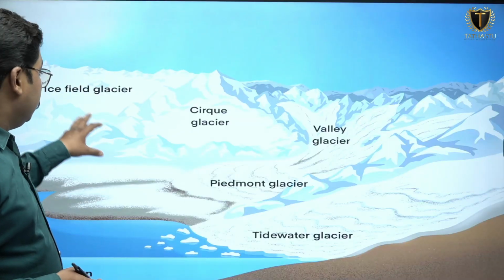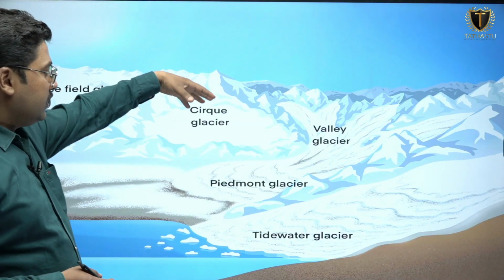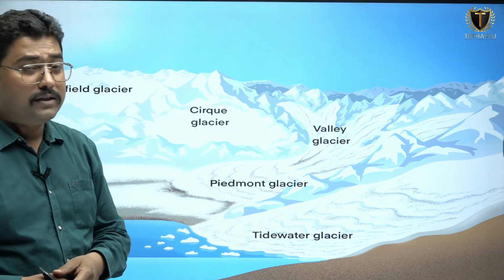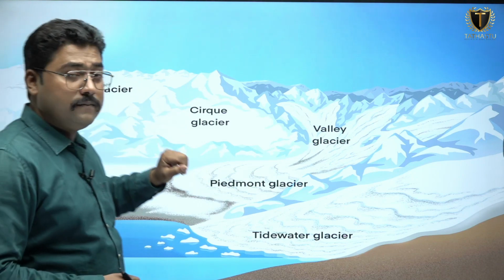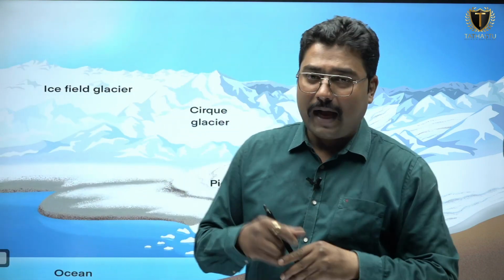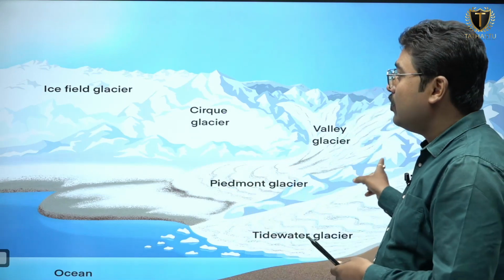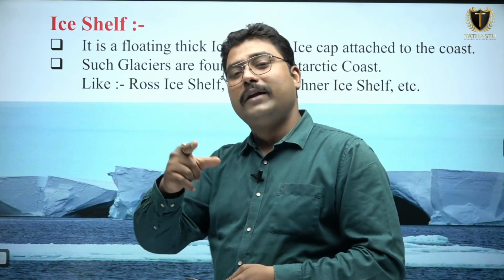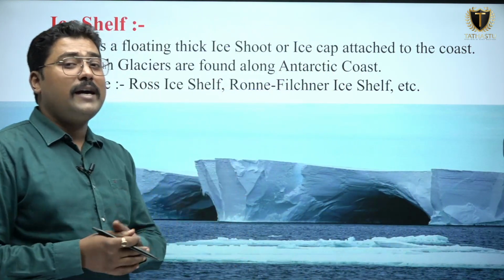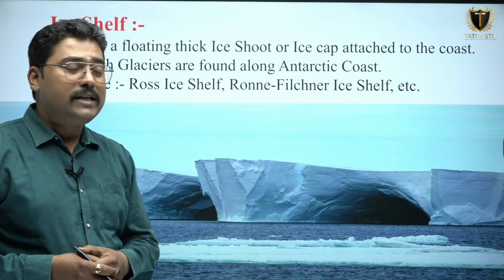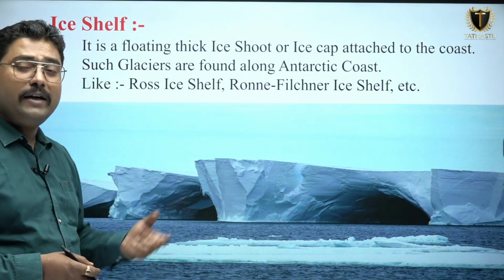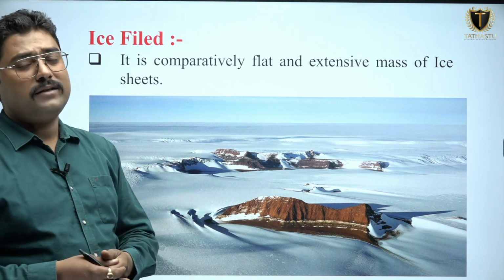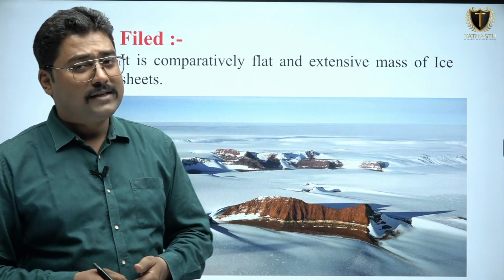Then you can see the ice field, Cirque Glacier, Piedmont Glacier, Valley Glacier or the Tidewater Glacier. Now you might be thinking, sir, what is a cirque? We will see them one by one because I know you all have been through all these names. Before that, the ice shelf. As you can see, these are found in the polar areas, and the important ice shelf is the Ronne-Filchner ice shelf or the Ross ice shelf of Antarctica. Then the ice fields, the widespread stretch of snow, are considered ice fields.